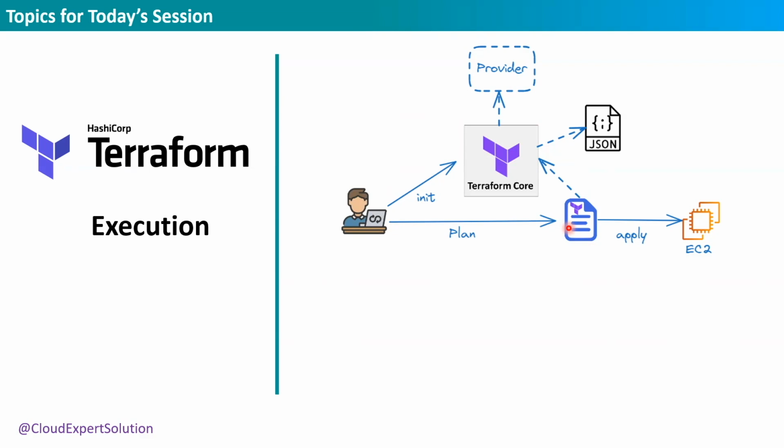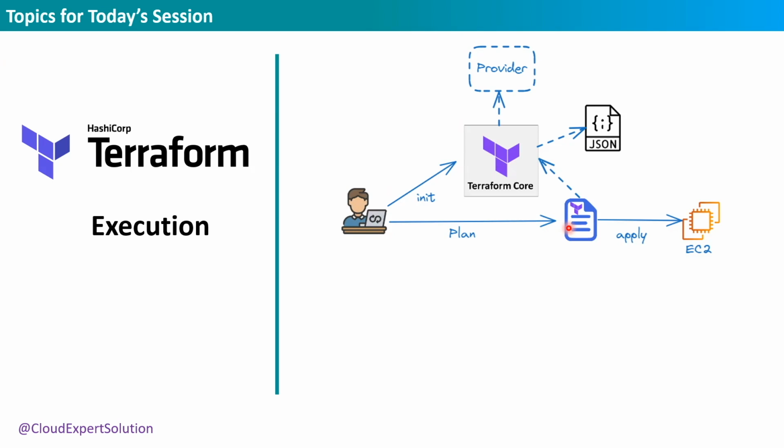Now, after that phase, when the DevOps associate executes the apply command, Terraform will go ahead and create the resource in that particular provider. If you are trying to create an EC2, it will connect to AWS and create that EC2 instance.